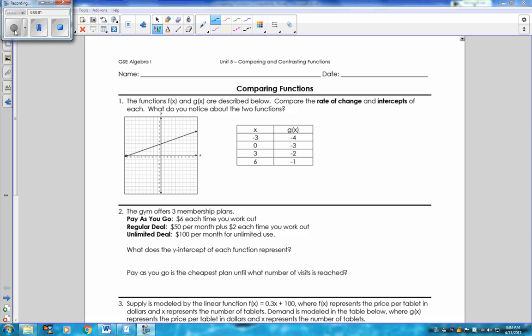Problem: it says that the functions f of x and g of x are described below. Compare the rate of change and the intercepts of each. What do you notice about the two functions? So my first one, it gives us a graph.